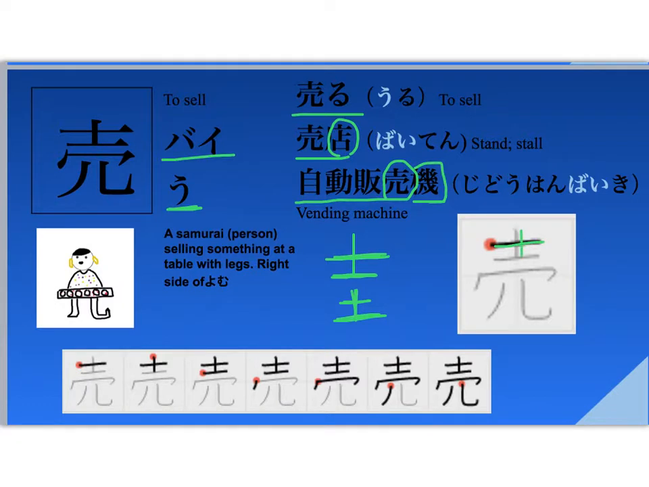1, 2, 3, 4, 5, 6, 7. Okay, so be careful with those legs there. Sometimes I see people just write them like that, or they do a little bit of a circle here, but really it's like a katakana do. Maybe not quite, but it has that kind of hook at the end there.